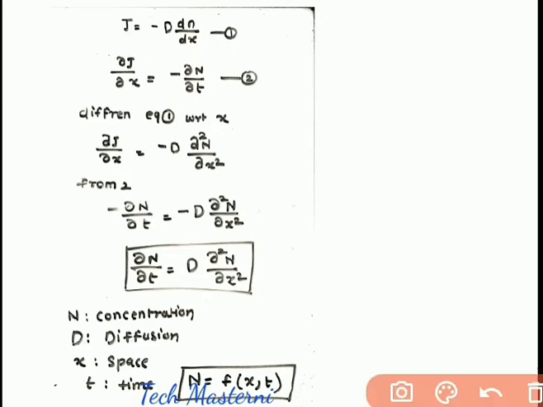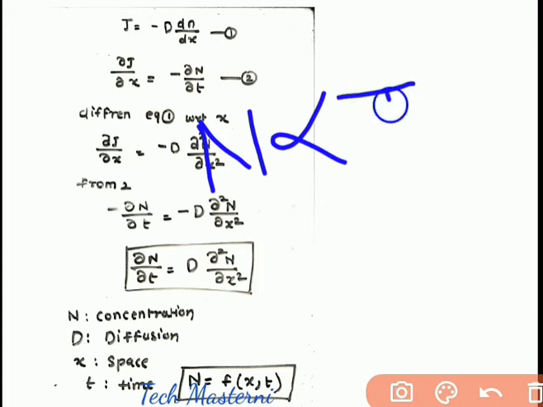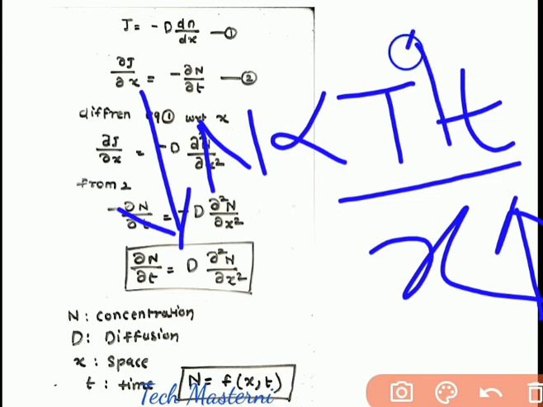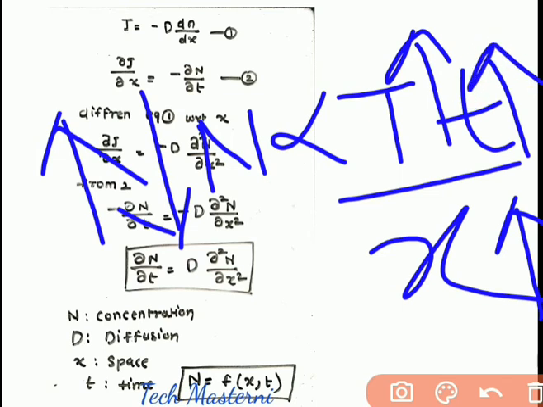So in the whole process we can say that the concentration is proportional to temperature and also proportional to time and inversely proportional to distance. If I increase the distance, my concentration will decrease. If I increase the temperature, my concentration will increase. And if I increase the time, my concentration will also increase. So this is the whole picture of the concentration.